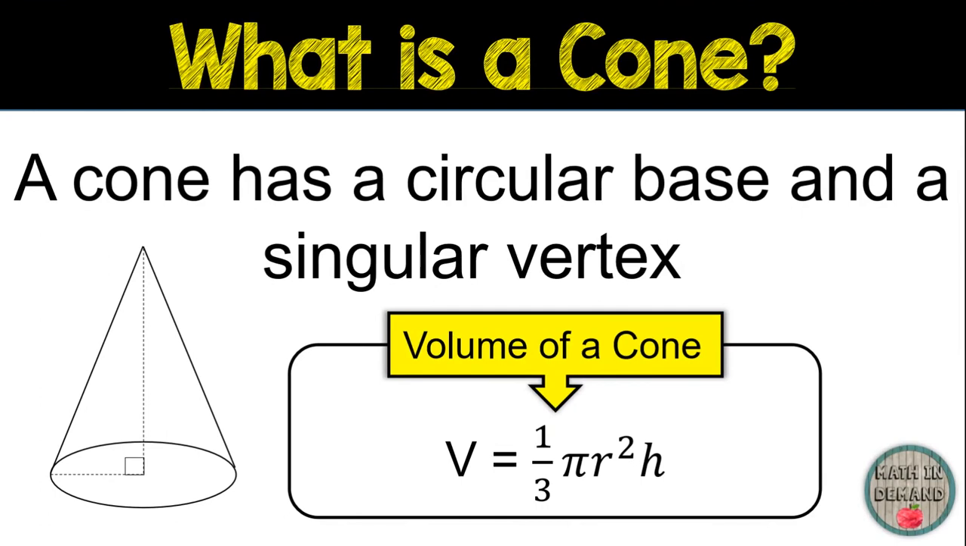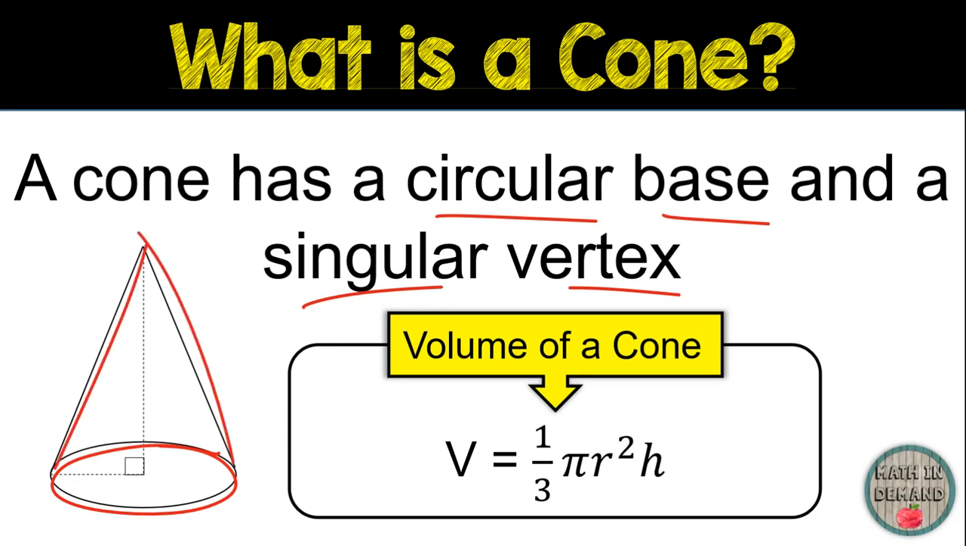So what is a cone? A cone has a circular base and a singular vertex. So if you look at the picture, you can see that the base is circular. I also have a curved surface that comes up to one point, and that point is called the vertex. Now, the volume of a cone is 1/3 times pi times the radius squared times the height. So if I come over here to my picture, you can see right here is the radius, so I'm going to label that R. Also, you can see that the height of my cone is H. Okay, so let's go ahead and look at some practice problems.